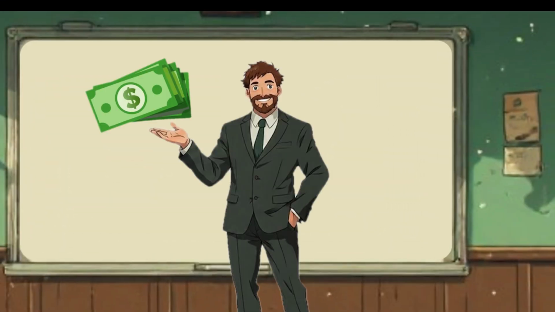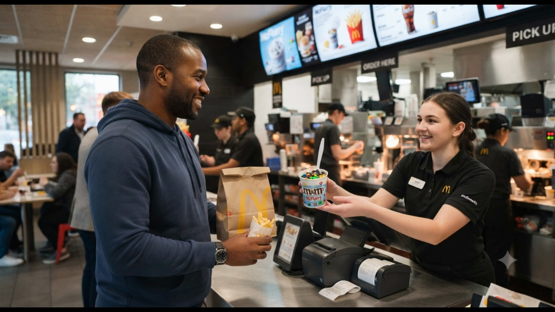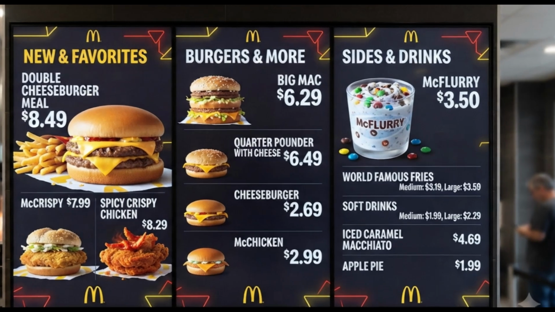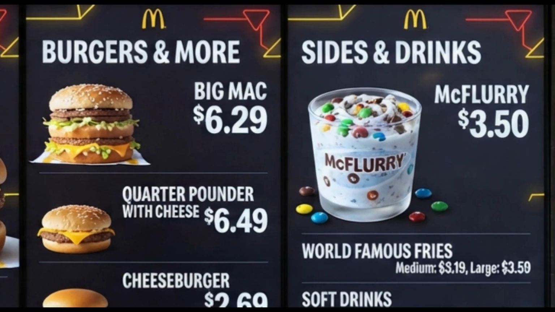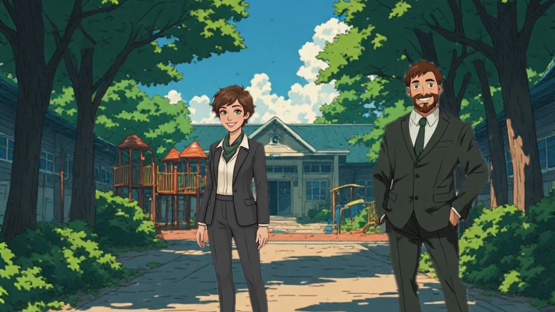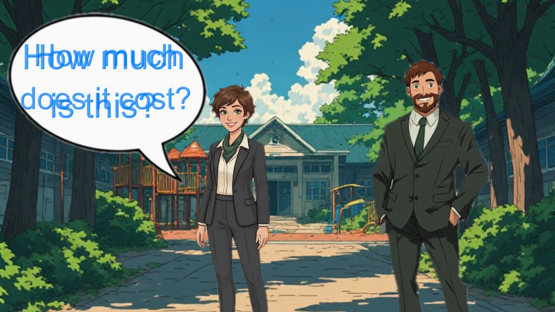Now let's talk cash. When dealing with money and prices, we use decimals. If you go to McDonald's to get an M&M McFlurry, it might cost $3.50. But because the context is so obvious, native speakers almost always take a shortcut and just say $3.50. Because money is an uncountable noun, we ask how much is this, or how much does it cost?